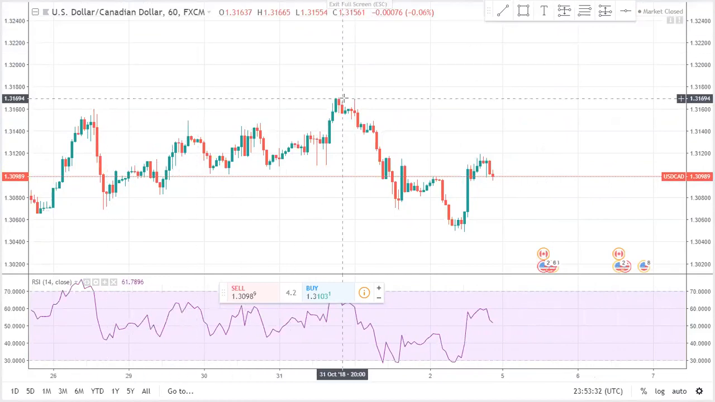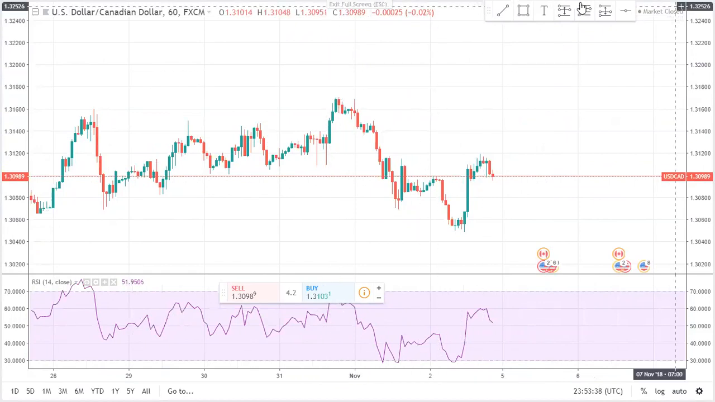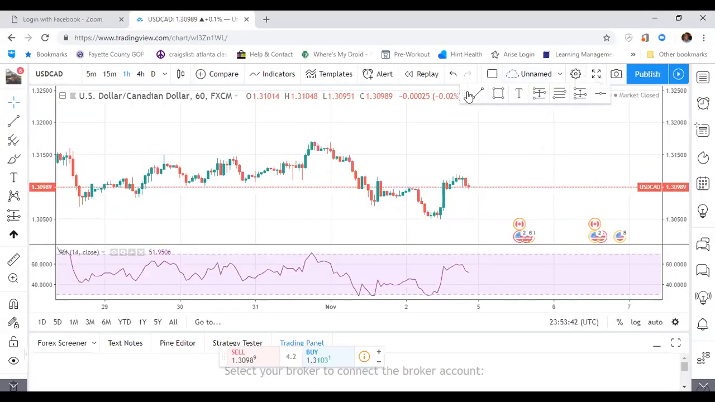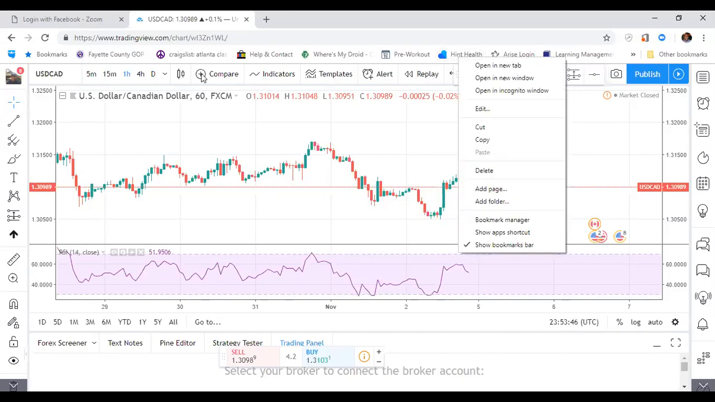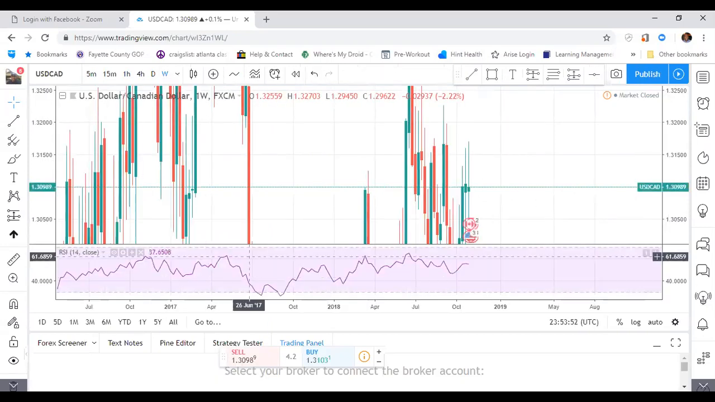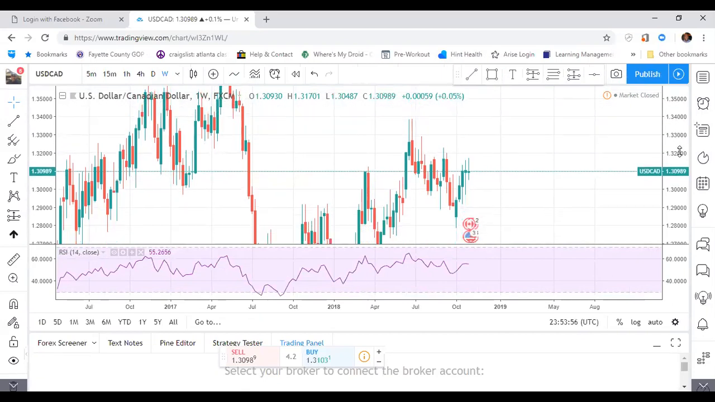So what I do is, let's say I've never really looked at USD CAD before too much, and I just want to get familiar with it. Okay, that's a little better if I can change it up. All right, so what I do is, just for kicks, let me look on the weekly. Doesn't mean you have to go on the weekly, but I want to kind of get an understanding of what's been happening for the past few months, okay?